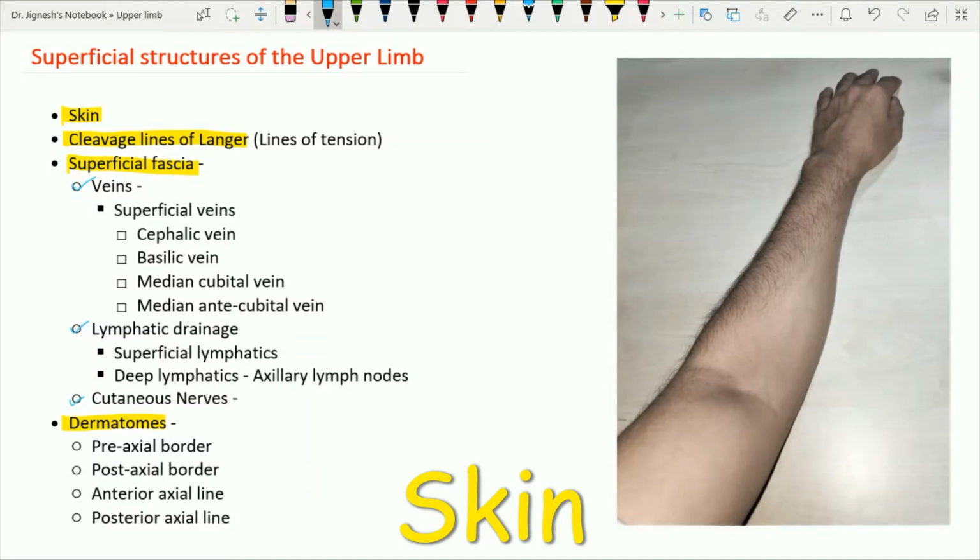The skin of the upper limb is thicker, hairy, and less sensitive in the extensor compartment. So this is the extensor compartment of the upper limb, where the skin is thicker, more hairy, and less sensitive than that of the flexor compartment of the upper limb. This area is the flexor compartment of the upper limb. Here this is also the flexor compartment.